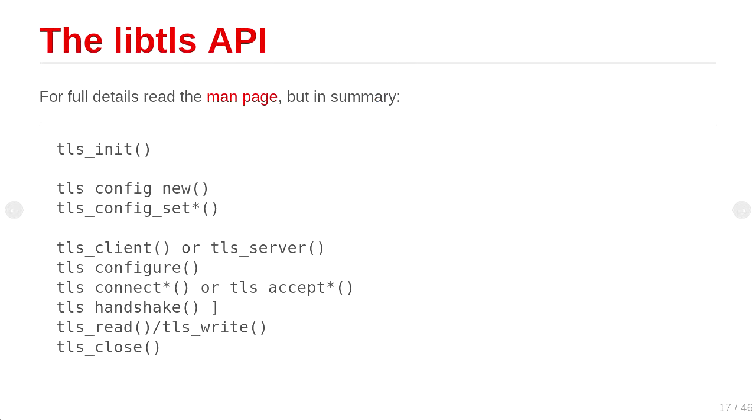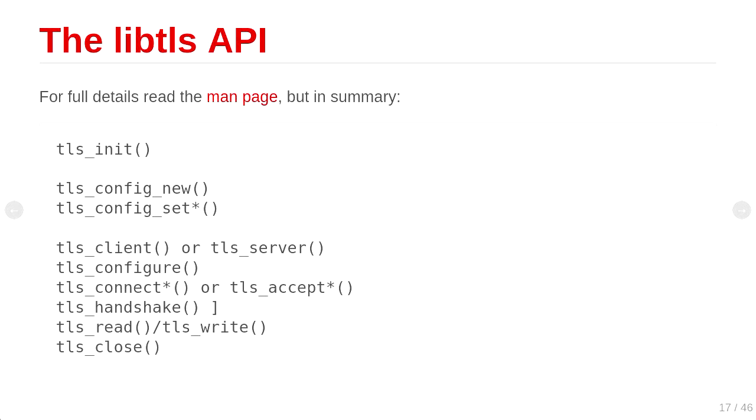So let's have a quick look at the libtls API. The man page has the rest of the details if you want them. But in summary, this is pretty much all you need to know. There's an init function. We have a configuration object, for lack of a better description. You can create a new one of those, and you can change it if you wish to do so. You then call tls_client or tls_server, depending on what you want to write. You call tls_configure and pass in the configuration object which you set up earlier.